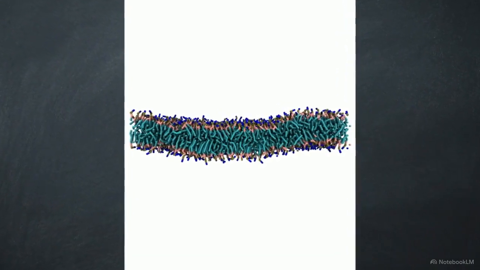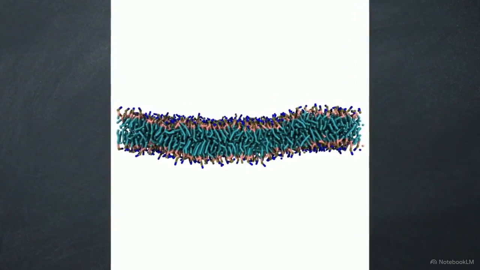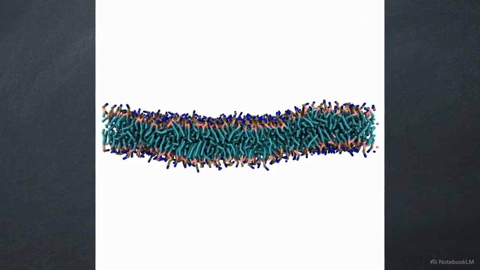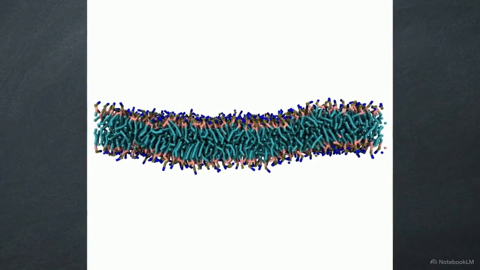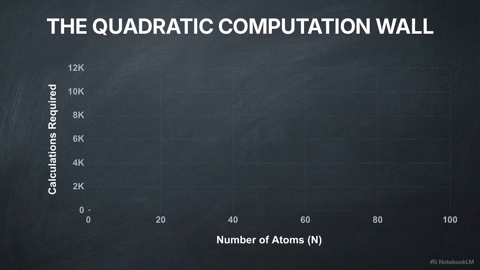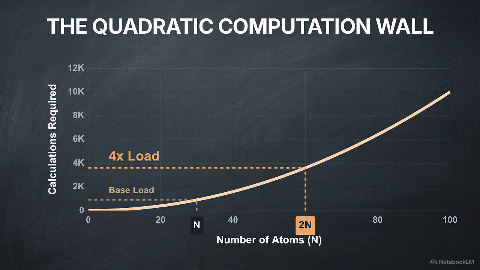This side profile shows the true complexity, the sheer density of these lipid chains packed against one another. In classical physics, every single atom exerts a force on every other atom in the system, even if they aren't physically connected. This creates a scaling problem known as big O of n squared. If you double the number of atoms in your simulation, the math required by the computer quadruples.